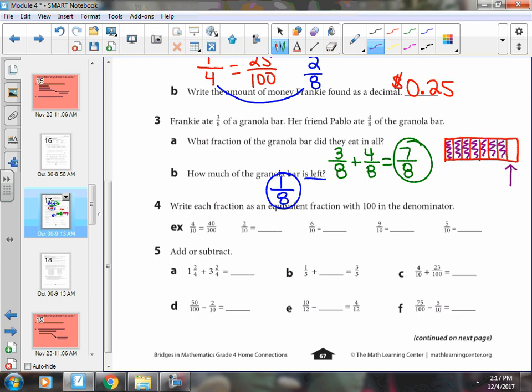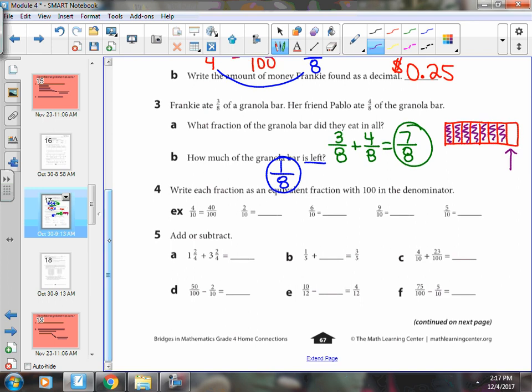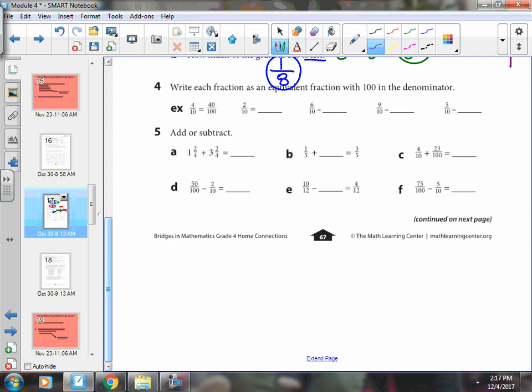Number 4, write each fraction as an equivalent fraction with 100 in the denominator. They all have a 10 in the denominator, so if we multiply the bottom by 10, we need to multiply the top by 10. Sometimes kids just think add a 0 to the top and a 0 to the bottom. That's okay too, but what we're really doing is multiplying the bottom by 10, which means we also need to multiply the top by 10. So that way we're multiplying by 1 whole, and that gives us an equivalent fraction.